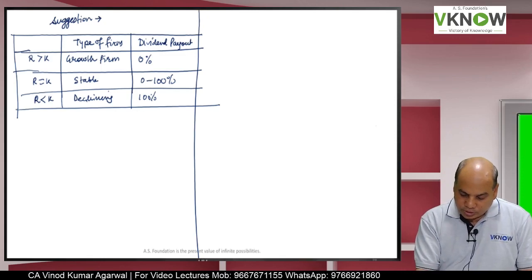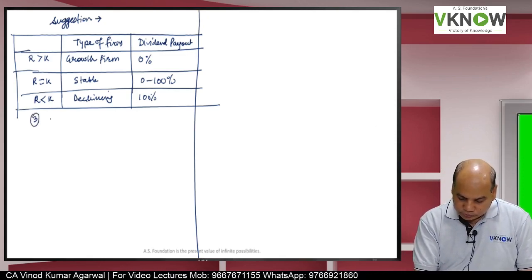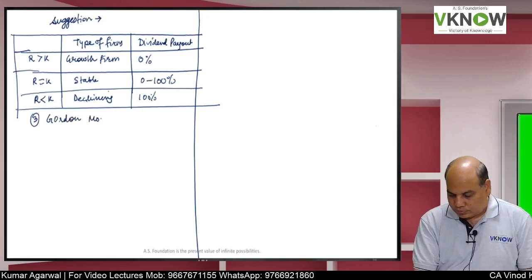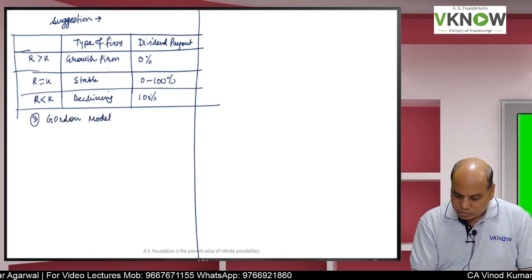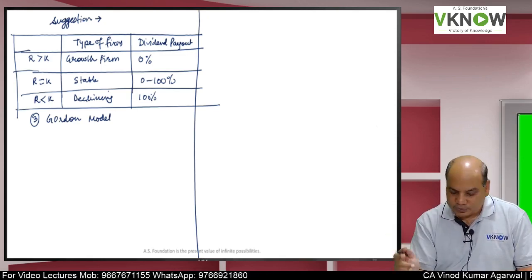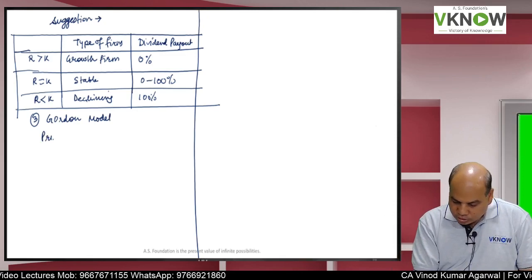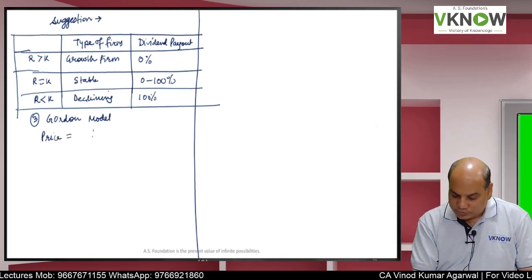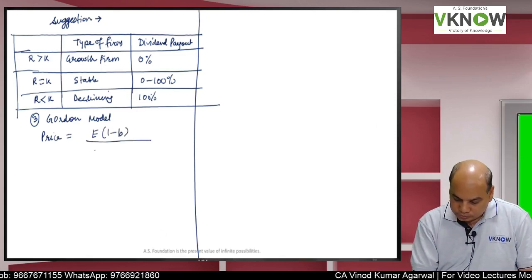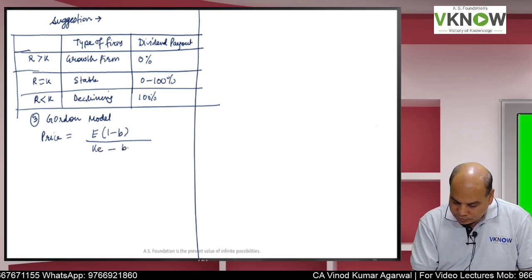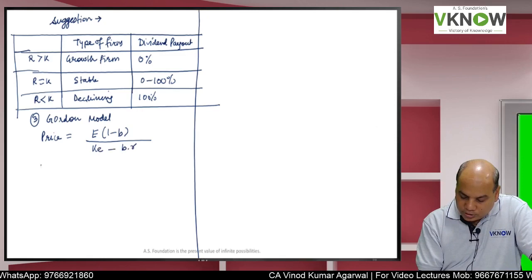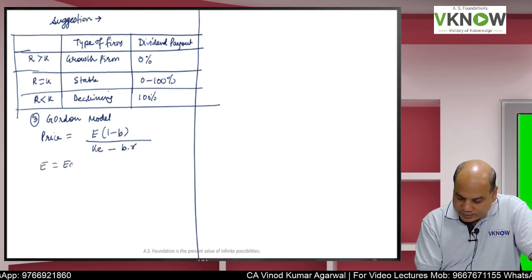Okay. Now next we will see the Gordon model. So the Gordon model also belongs to relevance theory. Dividend is relevant. According to the Gordon model, the price of the share is E into 1 minus B upon Ke minus B into R. Okay, what is E here? Earnings per share.